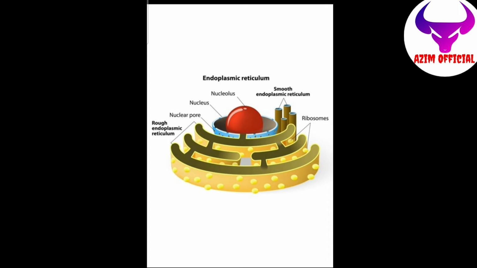And this is the endoplasmic reticulum. You can see the endoplasmic reticulum here. The endoplasmic reticulum is a network of tubular and flat vesicular structures in the cytoplasm of the cell. The tubules and the vesicles are interconnected with one another. So this is the endoplasmic reticulum. It looks like a reticulum, isn't it?